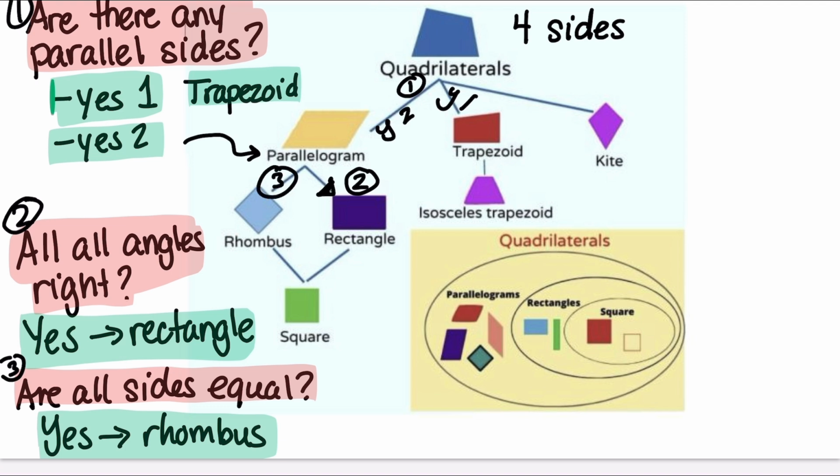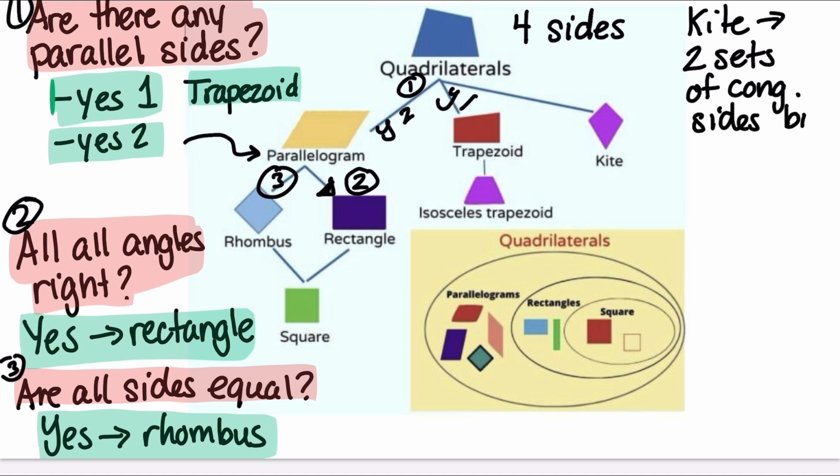Now, the last thing I am going to say is this perfect little square over here. Squares are super special, just like kites are special. So we said the kite has 2 sets of congruent sides, but no right angles.